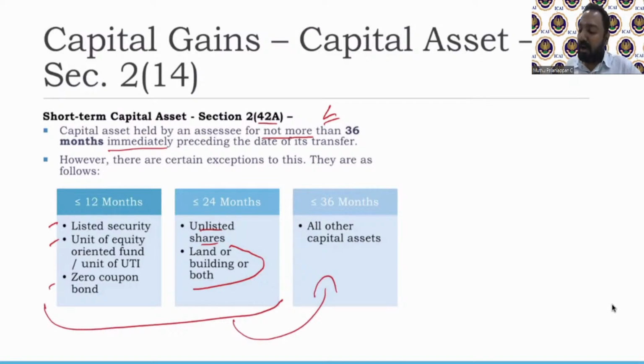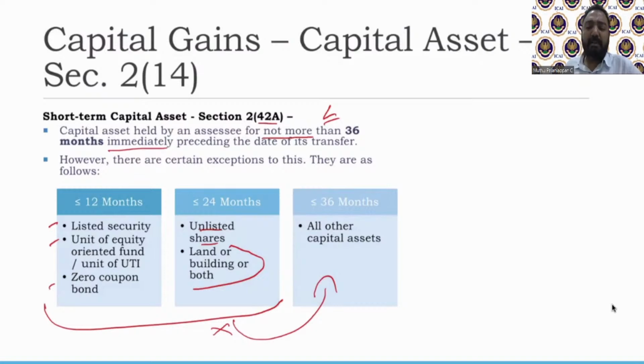So anything which is not covered here will automatically be categorized under 36 months. Clear? So that is how the period is what differentiates between short term and long term. So generally 36, we saw exceptions for 12 months, we saw exceptions for 24 months. Okay, now we need to understand long term capital asset.